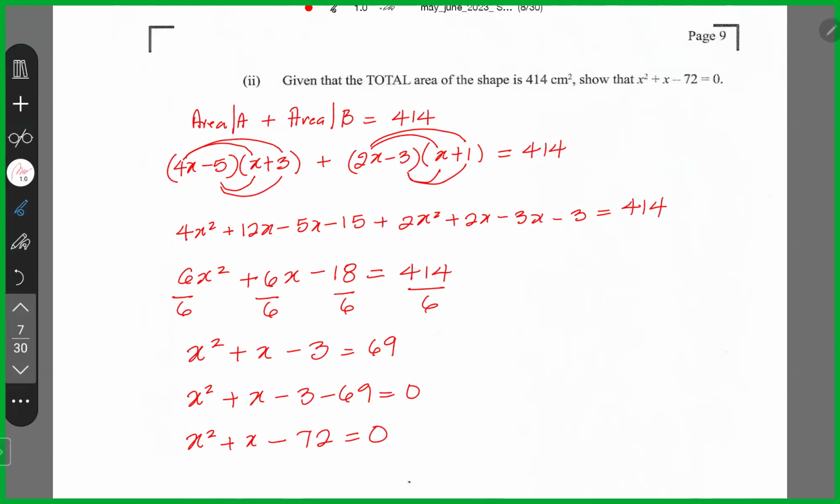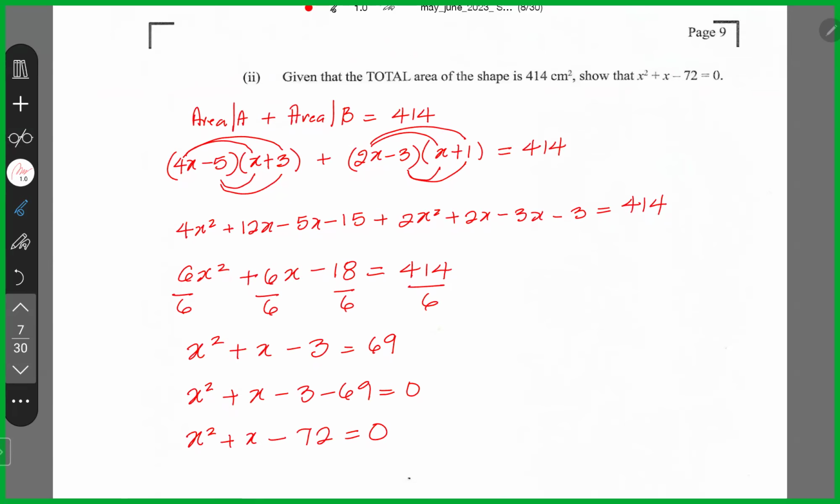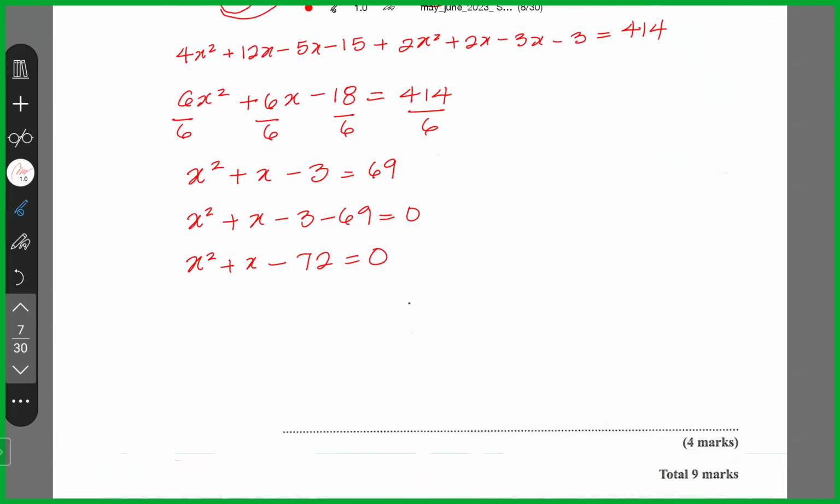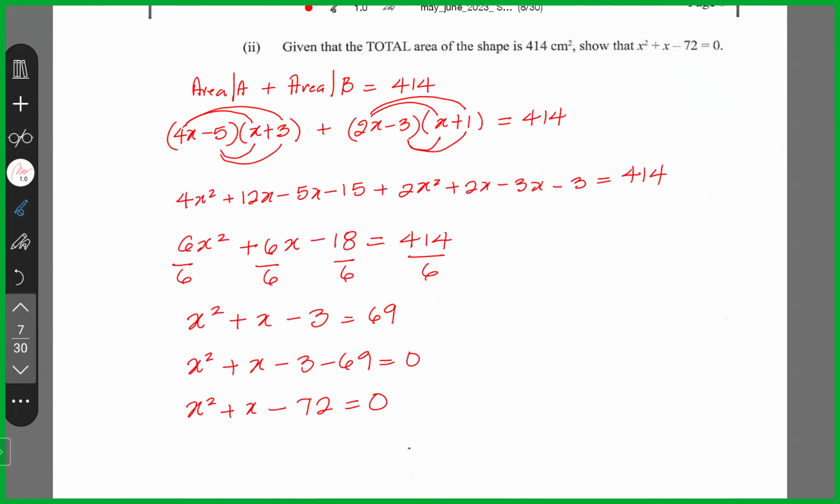So that's what we're asked to show. We're told, given that the total area of the shape is 414 centimeters squared, we're to show that x squared plus x minus 72 is equal to 0. And that is what we did. And that marks the end of the question.